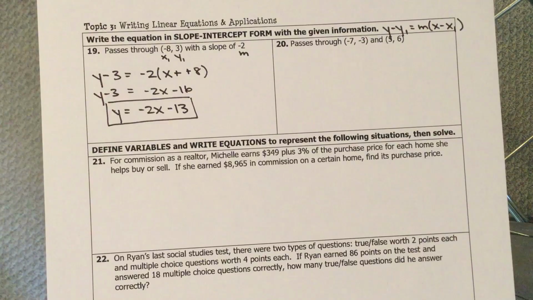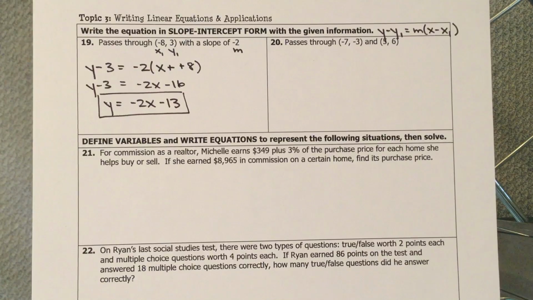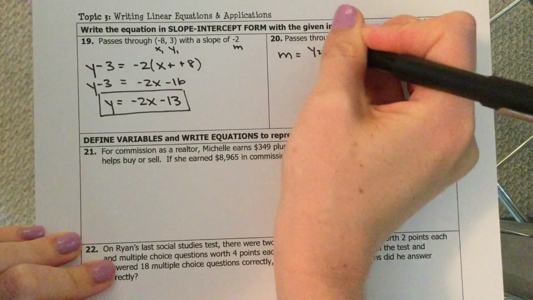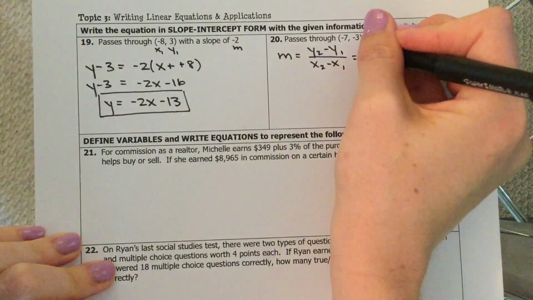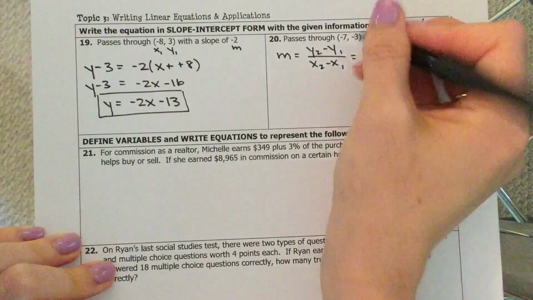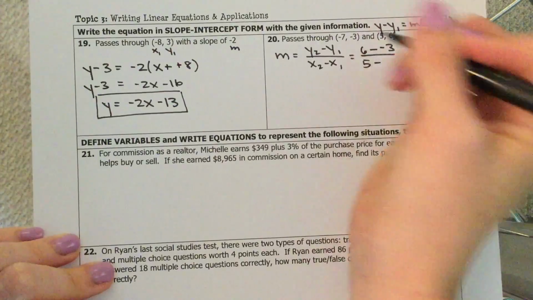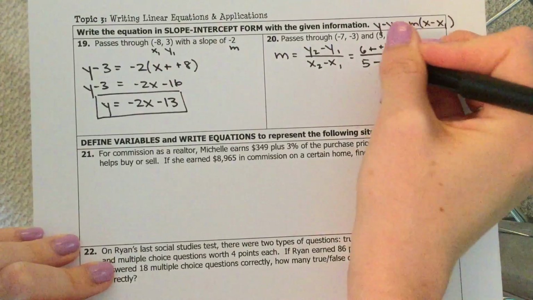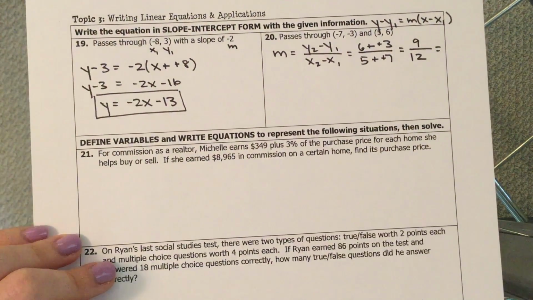Very similar for number 20, except this one gives you 2 ordered pairs instead of an ordered pair and a slope. So what you do there is you would take those 2 ordered pairs and you would use them to find the slope first. All right, so our slope, remember the formula is y2 minus y1 over x2 minus x1. So y2 is 6, this y value right here, minus negative 3. Over x2 is 5 minus x1 is negative 7. So these both change to plus a positive. That gives me 12. And then I can reduce this down to 3/4 for my slope.